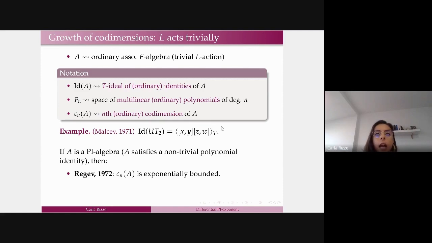If A is a PI algebra, so an algebra that satisfies non-trivial polynomial identities, then Regev in 1972 proved that this codimension sequence is exponentially bounded. And Kemmer also proved something more: that the codimension sequence is either exponentially bounded or grows polynomially. So there is no intermediate growth. And this really was a breakthrough.